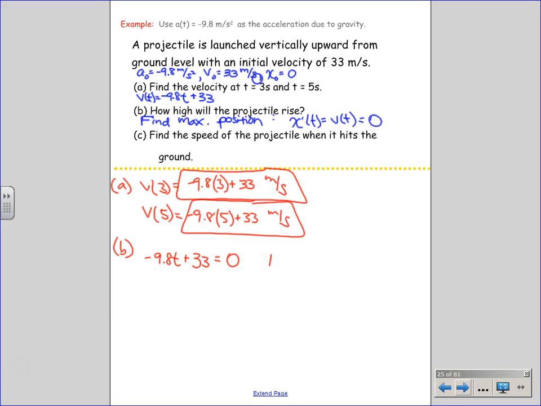So therefore, t equals, does it say when? Ooh, it doesn't say when. But get the t. 33 over 9.8 seconds. I'm not boxing it because that wasn't the question. What was the question? How high? But we need when. But now that we have the when, what are we going to do with it? Where are we going to plug it in?